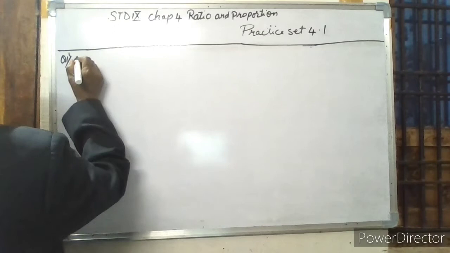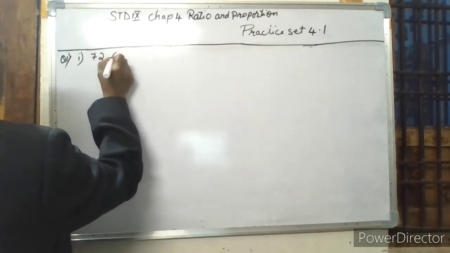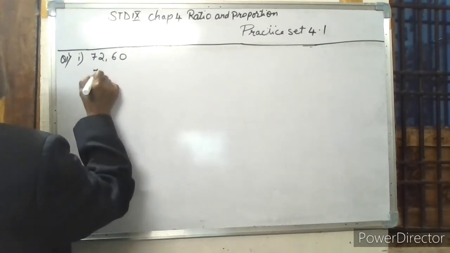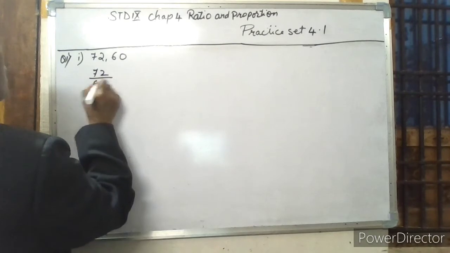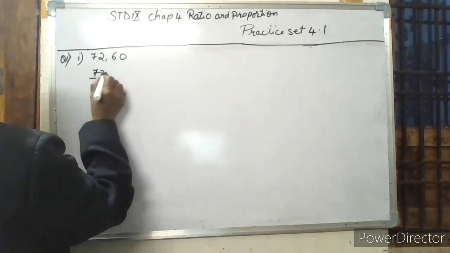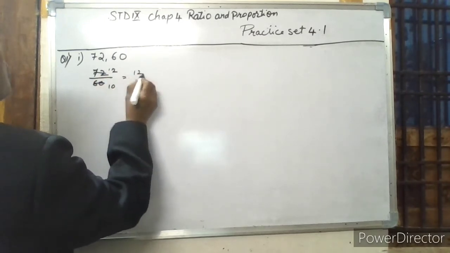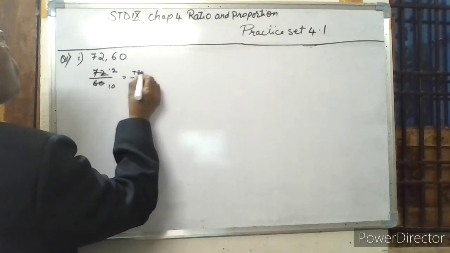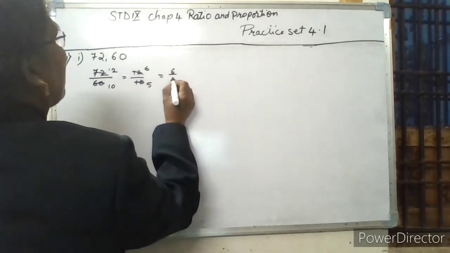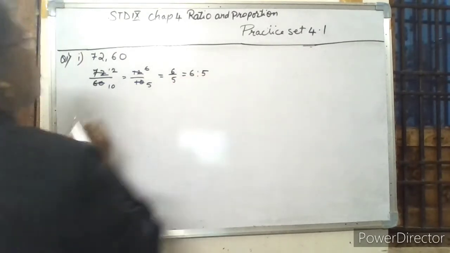In this first question, the first one I am going to solve is 72 and 60. So 72 by 60, reduced form, cancellation. See, 6 twelves are 72, 6 tens are 60. Again 12 by 10 is remaining, 2 sixes are 12, 2 fives are 10. So therefore it is equal to 6 by 5, and that is equal to 6 is to 5. So this is the reduced form.